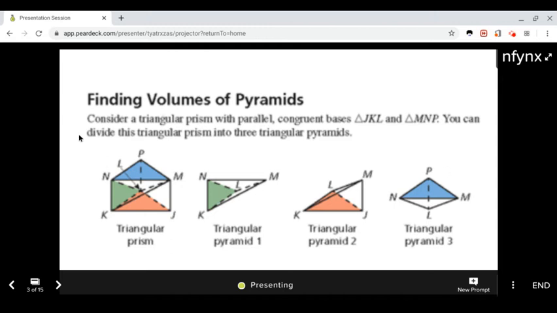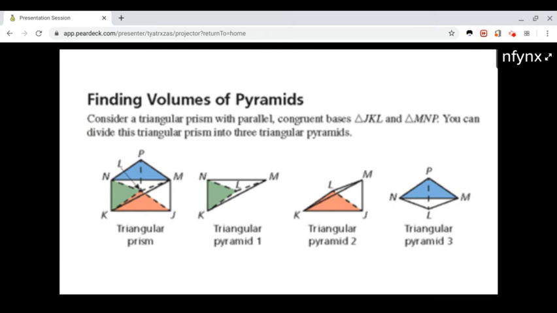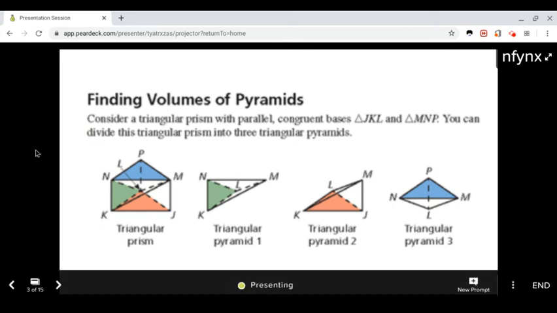Consider a triangular prism, which we learned last time. Again, the ones that have the bases as triangles and then the sides are rectangles. So consider a triangular prism with parallel congruent bases, triangle JKL and triangle MNP. You can divide this triangular prism into three triangular pyramids. So these are the three. We have the prism here, and then these are the three different pyramids that are created.